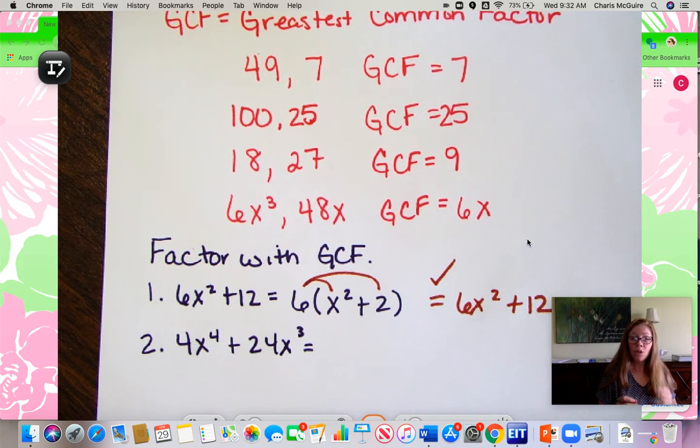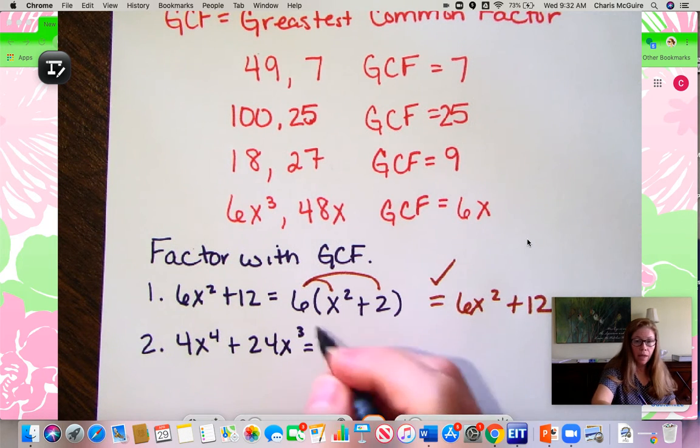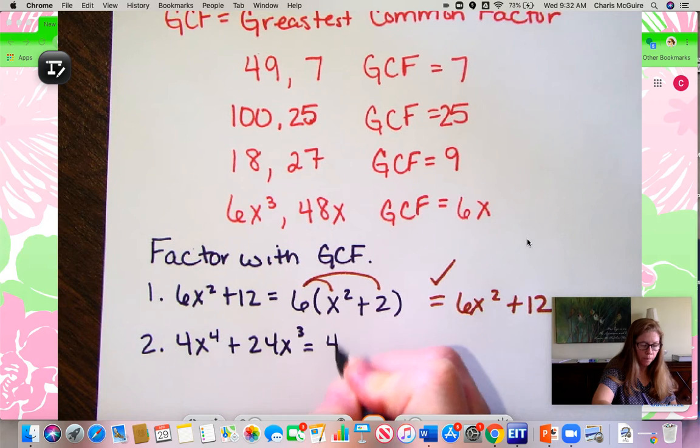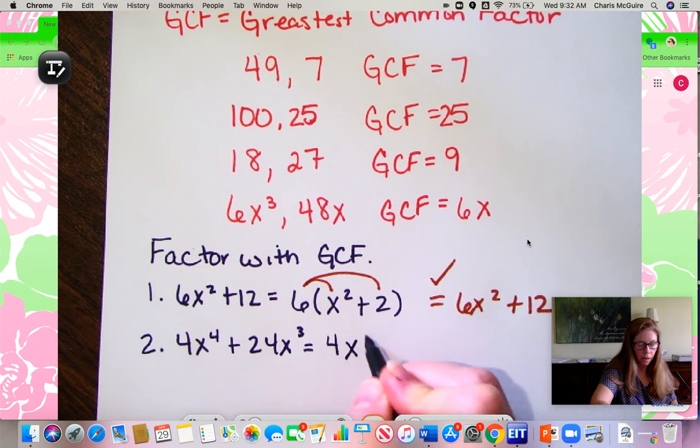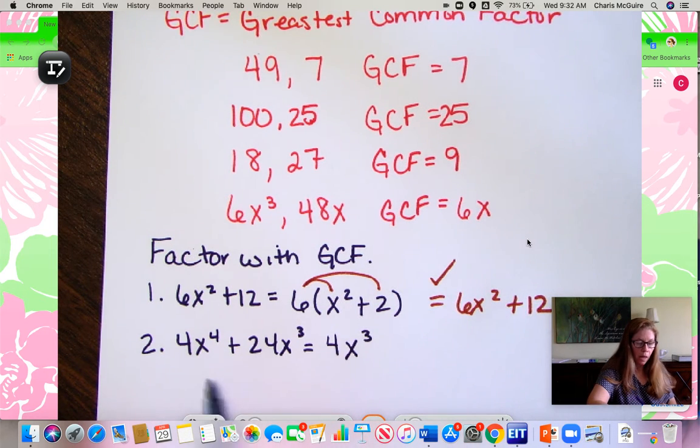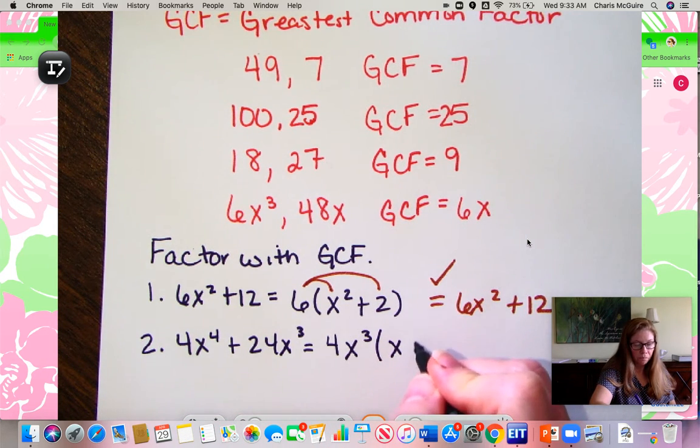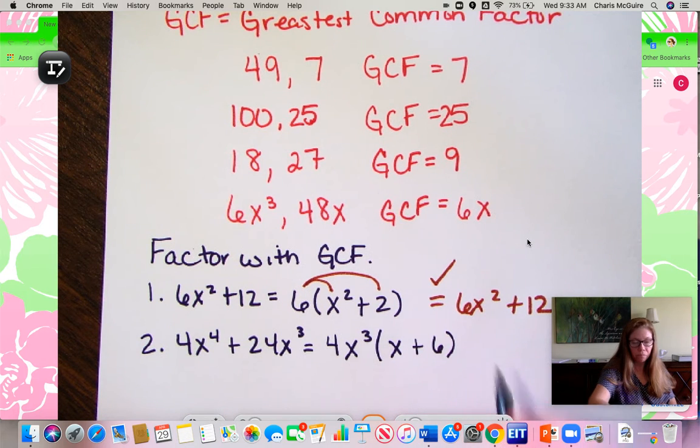All right, so you should have started off by looking at the 4 and the 24. Well, they are both divisible by the 4. And then you have x to the 4th and x to the 3rd. So you're going to take the smallest power of x. X to the 3rd can come out. And that's it. So what's left over? Well, you have 1x here, because x to the 3rd times that x will make the x to the 4th there. 4 times what is 24? It's a 6.